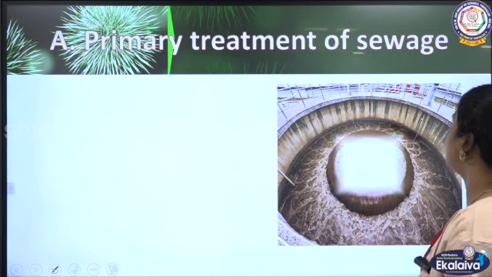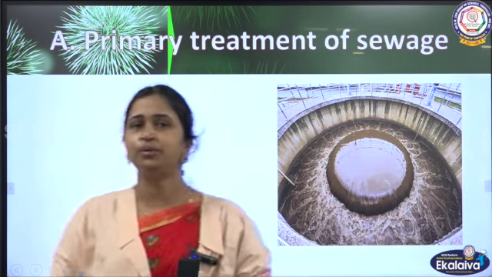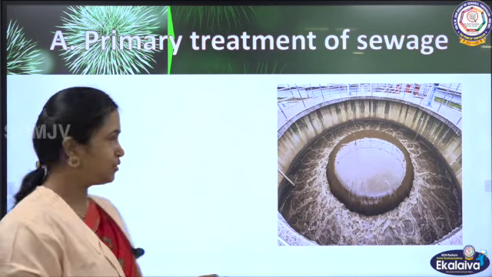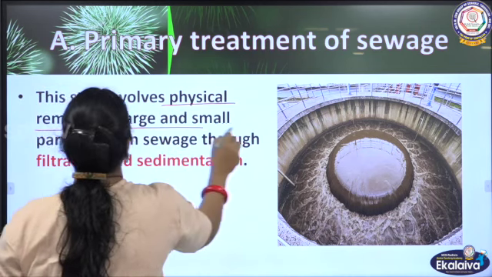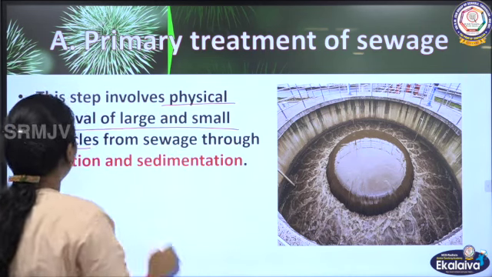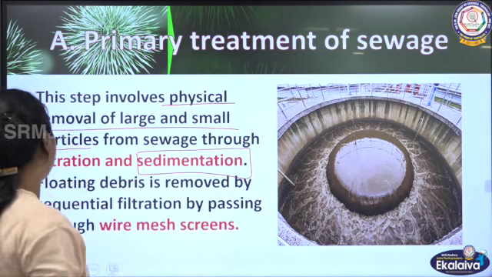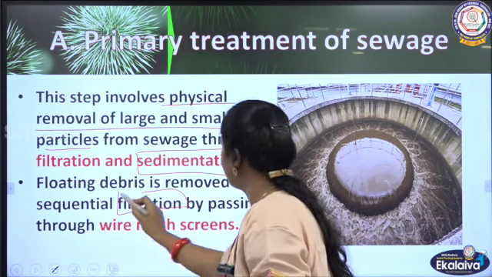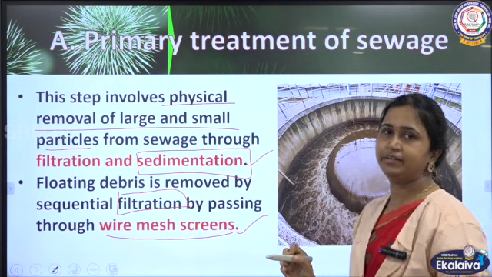First, primary treatment of sewage. In primary treatment, first and foremost we are going to settle the solid waste. The step involves physical removal of large and small particles, sedimentation, and then filtration. Floating debris is removed by filtration, by wire mesh screens. So they will sediment and then be filtered.